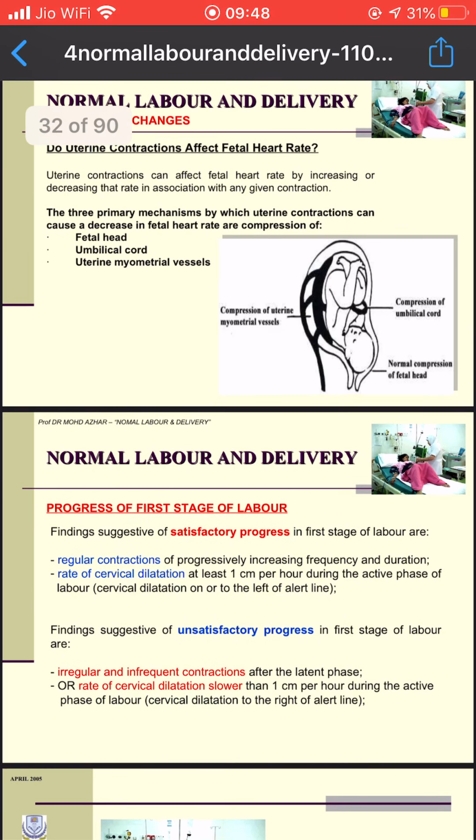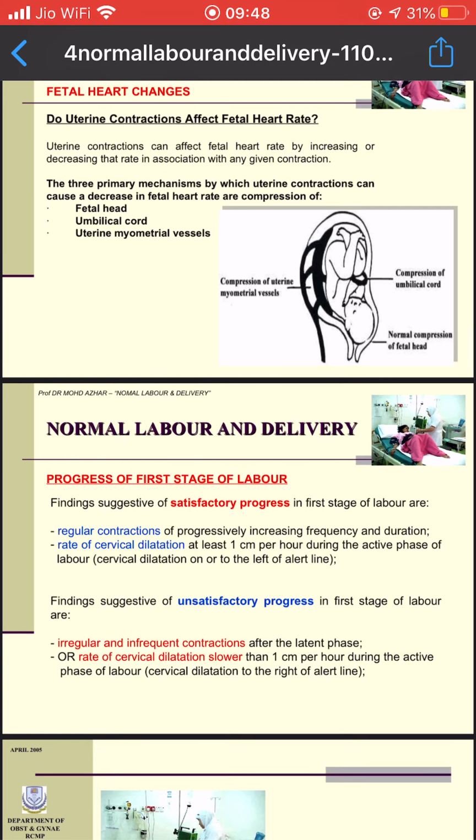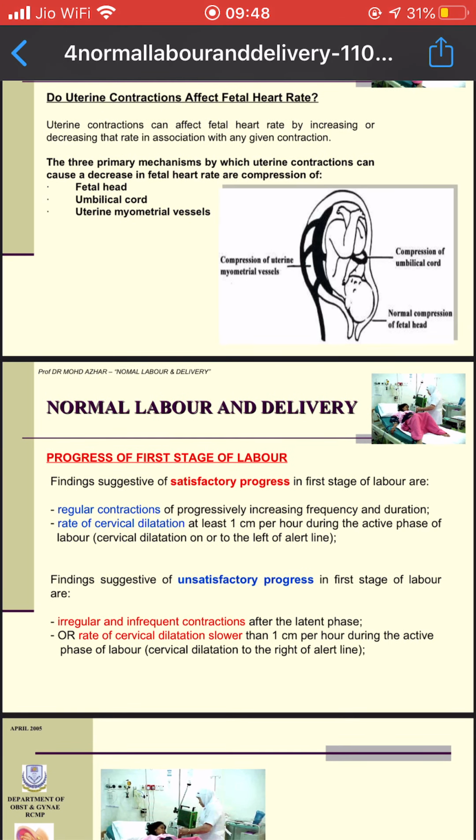The 3 primary mechanisms by which uterine contractions can cause a decrease in FHR, fetal heart rate, are compression of the fetal head, compression of the umbilical cord, or uterine contraction itself.